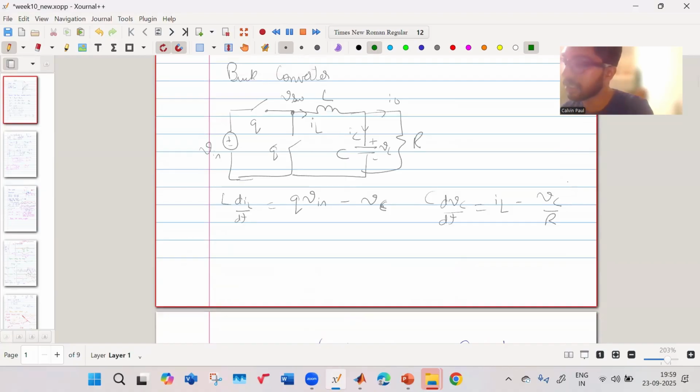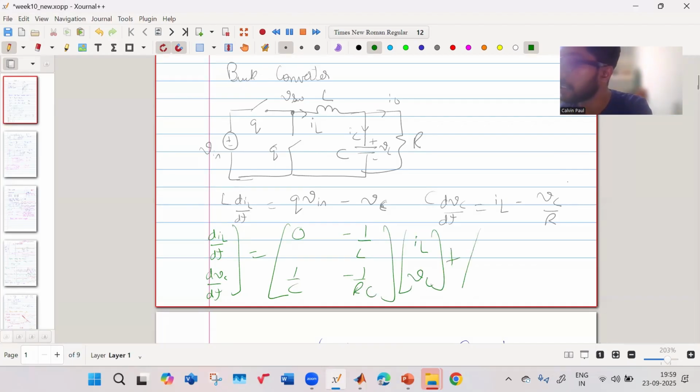Okay, let's try something. So we have your dIL by dt and dVc by dt. Let's draw the state space of this. That is equal to your 0, minus 1 by L, 1 by C, minus 1 upon RC, times IL and VC, plus Q by L, 0, times Vin. Okay. This is your state space.